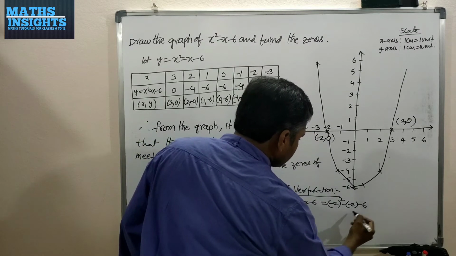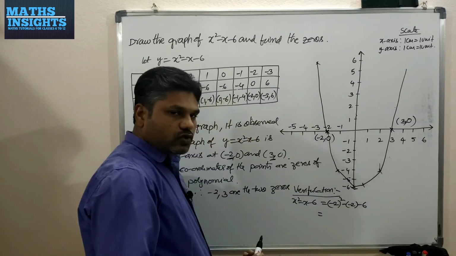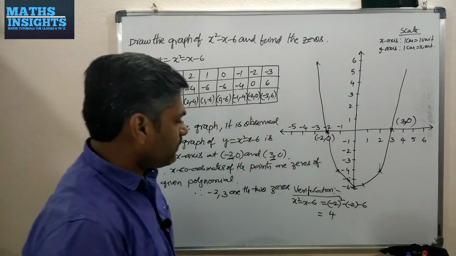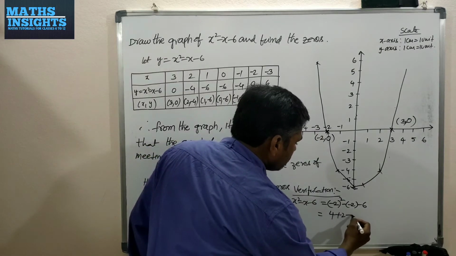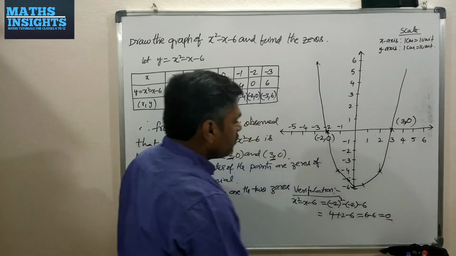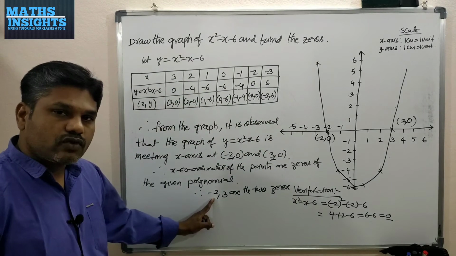Already this is minus 6, so minus 2 whole square is nothing but plus 4, minus 2 into minus 2 is plus 2, minus 6, that is 6 minus 6, 0. Therefore x is equals to minus 2 is a zero.